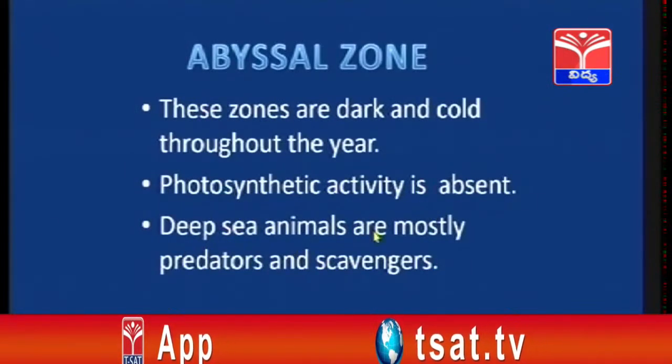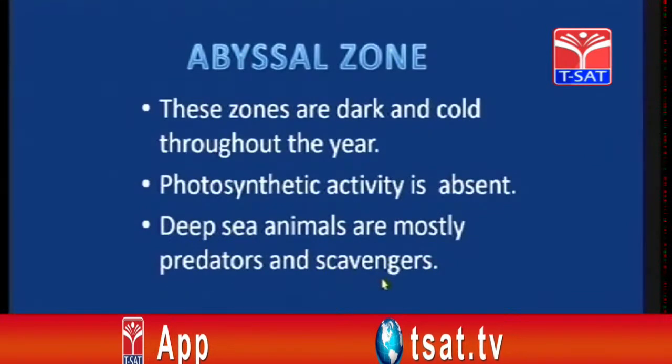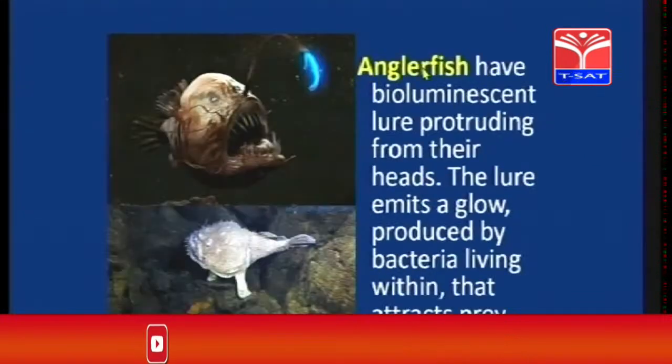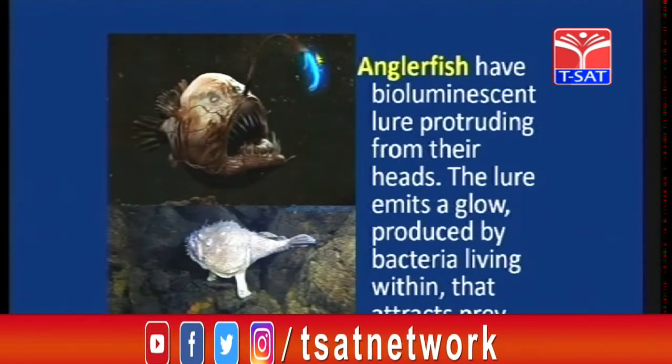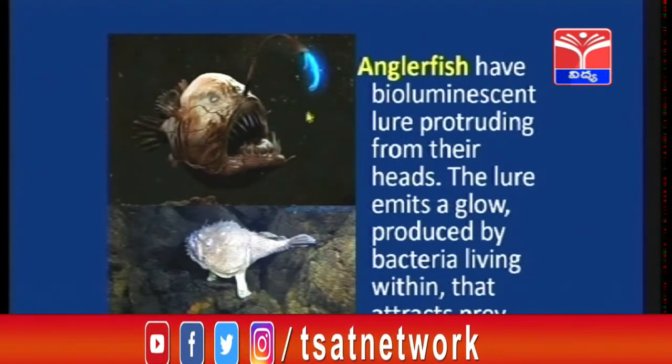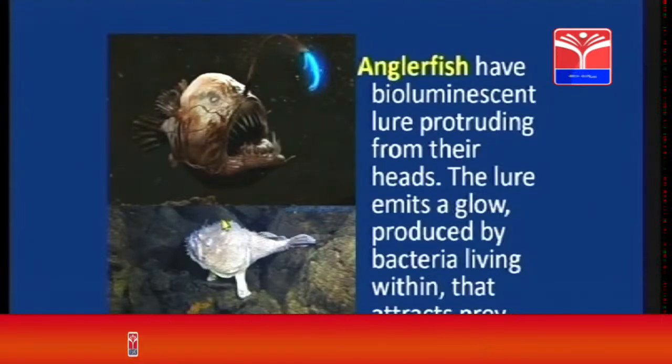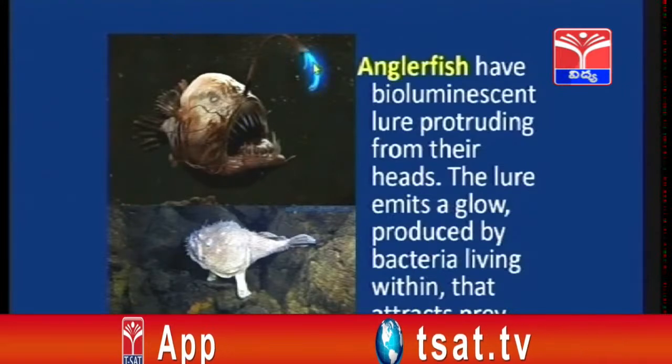Deep sea animals are mostly predators and scavengers. You can see children, angler fish have a bioluminescent lure. You can see here it protrudes from their heads. So their lure emits a glow produced by bacteria living within. By this they attract prey and eat it.